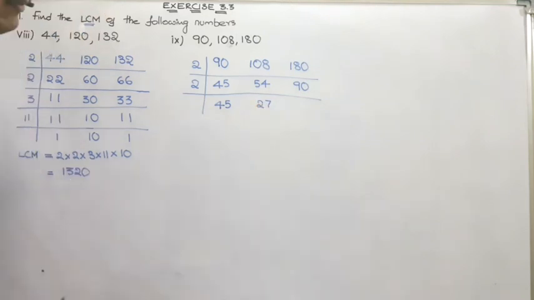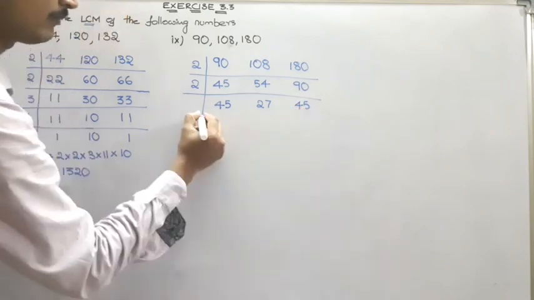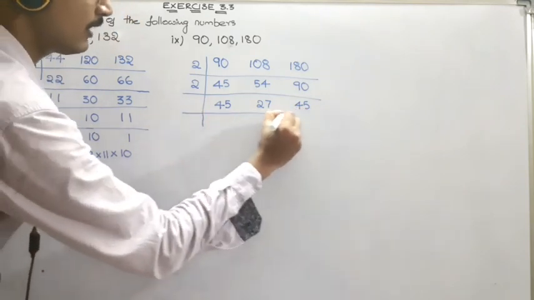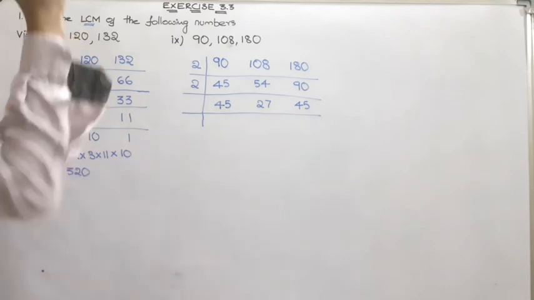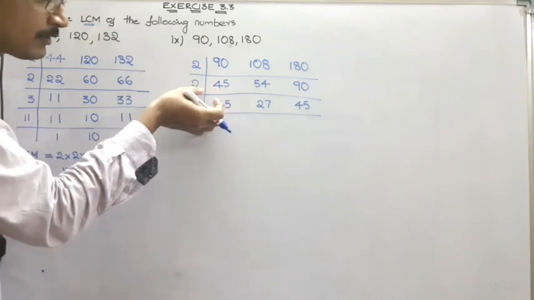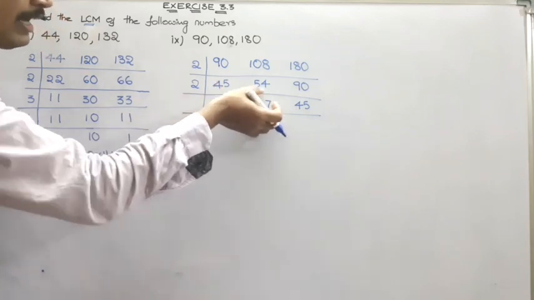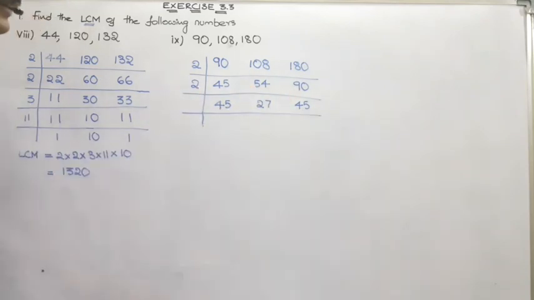2 27s are 54 and 2 45s are 90. Hope you are following, children. Now check the beauty of the question. As 45 is not divisible by 2, we directly write 45, and 2 27s are 54 and 2 45s are 90.